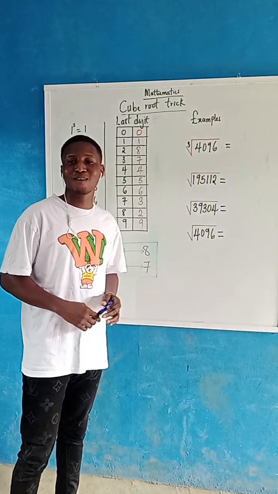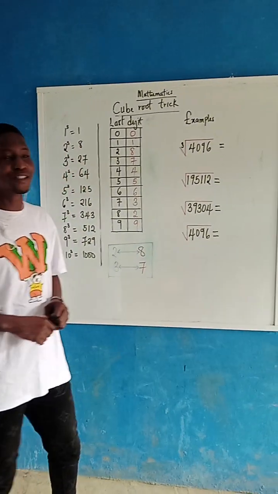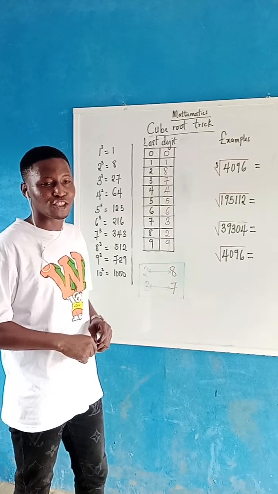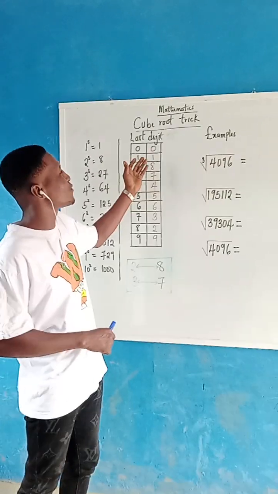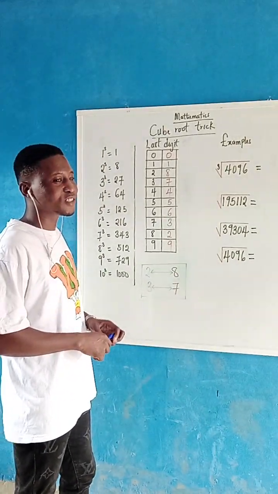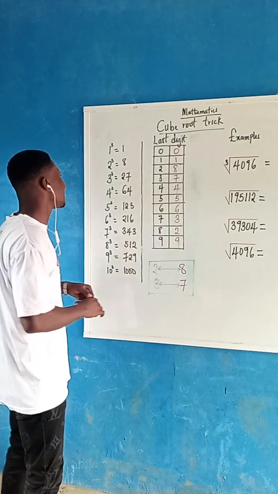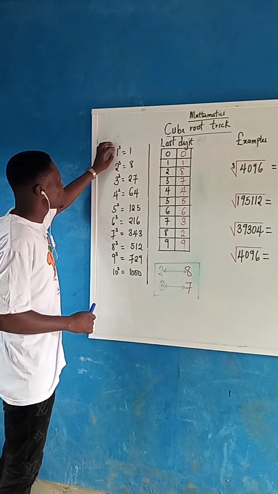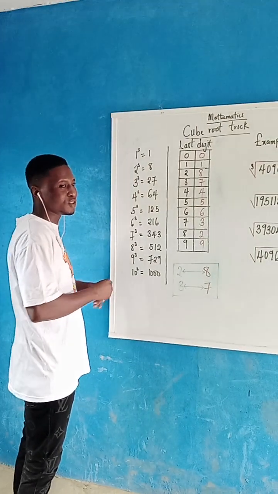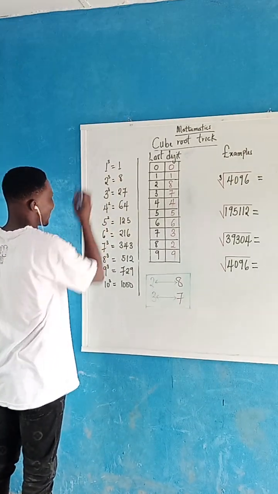Okay, guys, in our last class, we talked about how we can find the square root of perfect numbers, specifically large numbers. So today, we want to look at how we can find the cube roots of large numbers. So first thing we need to take note of is the last digit. Now let us take a look at 1 raised to power 3. So 1 raised to power 3 will give us 1, which means whenever the last number is 1, then we can find it at 1.